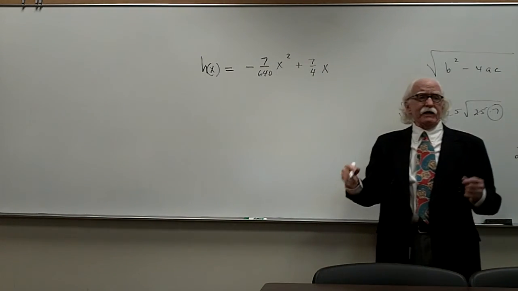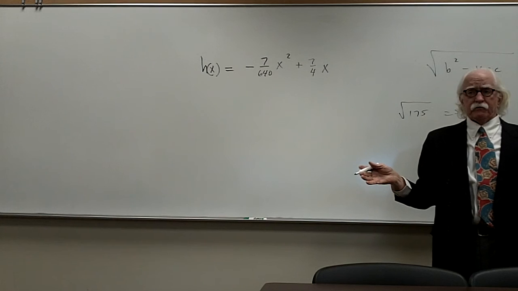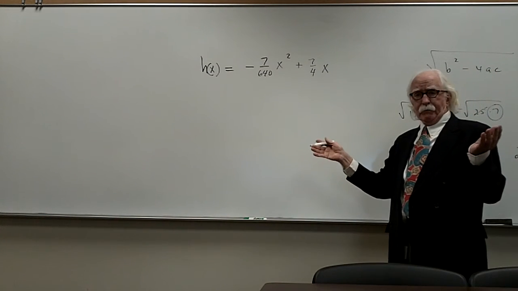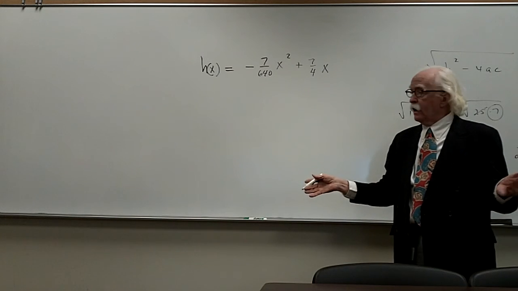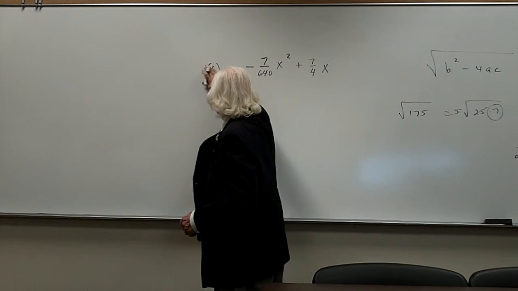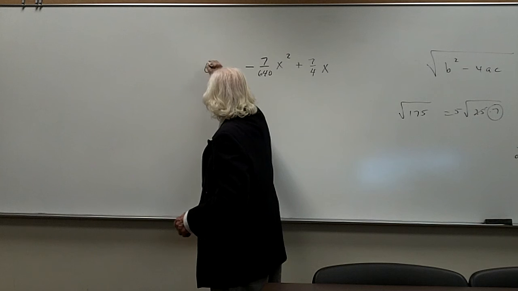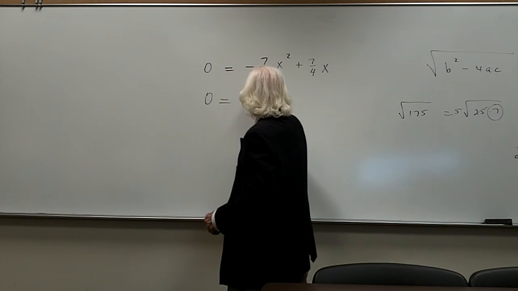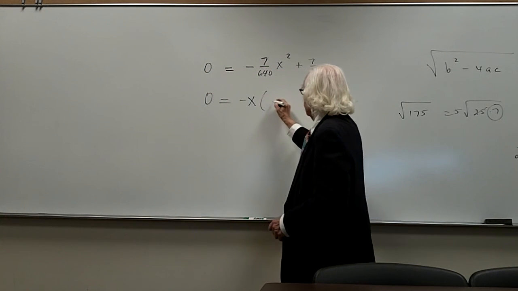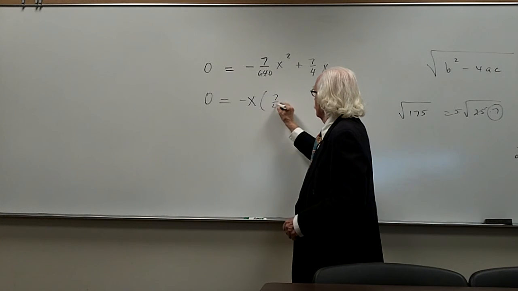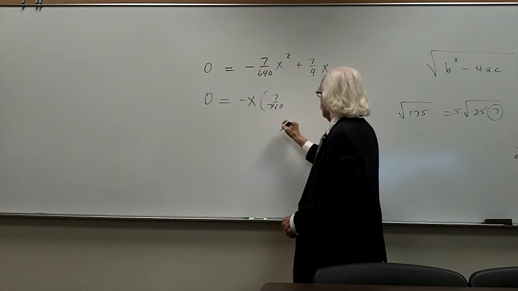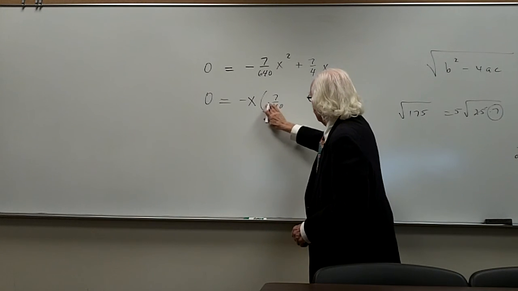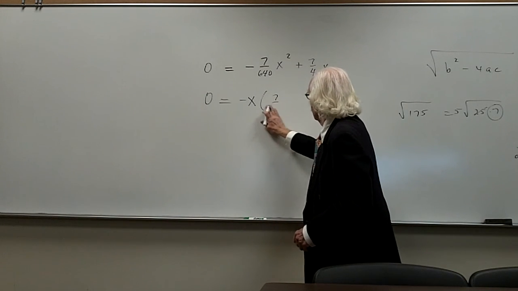Folks, this can't be any simpler than this. Look up here a second. What did the pumpkin do? The pumpkin hit the ground. So you want to know, when is this 0? It's 0 when you can factor out this. How do you make a 7? Oh, I mean a 6.